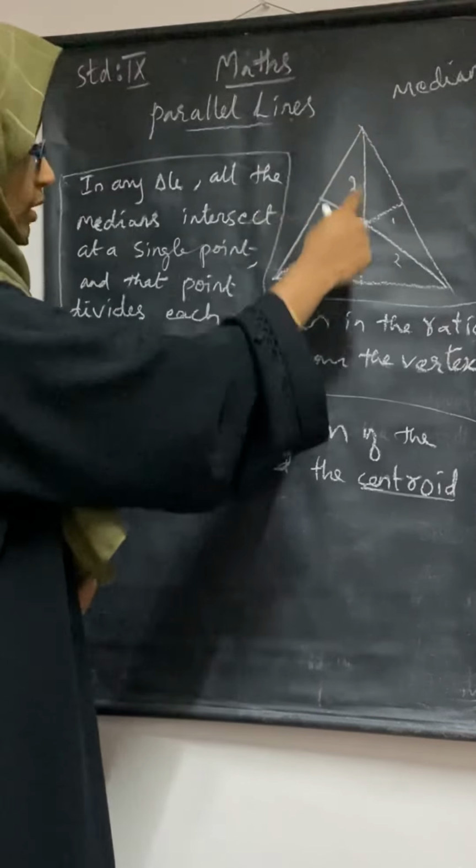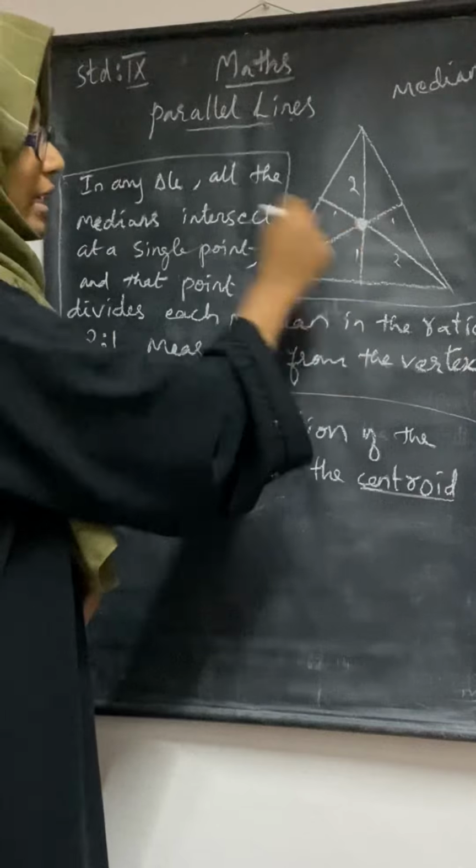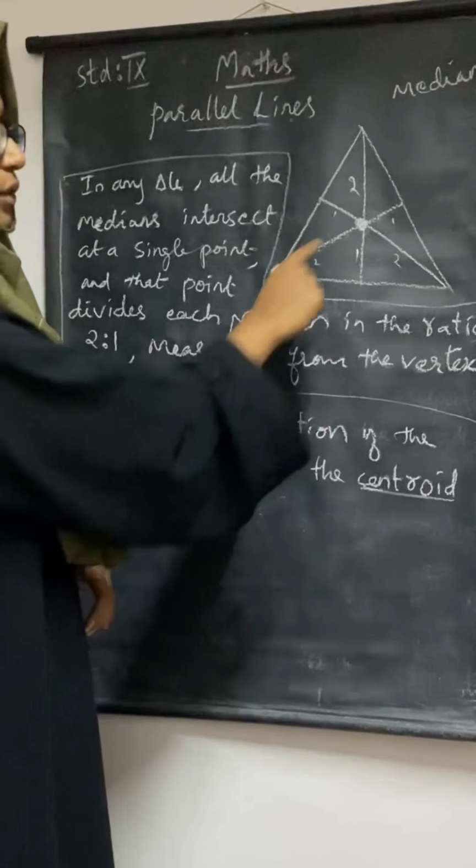So when all the medians join at a single point, that point is called the centroid of the triangle.